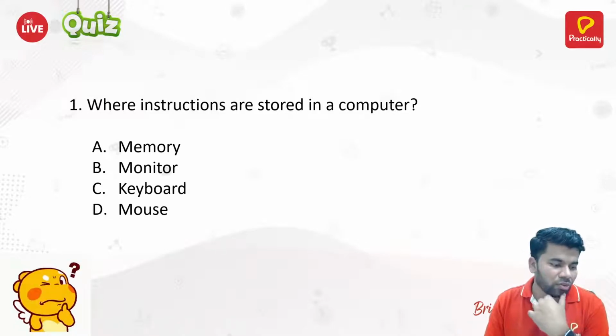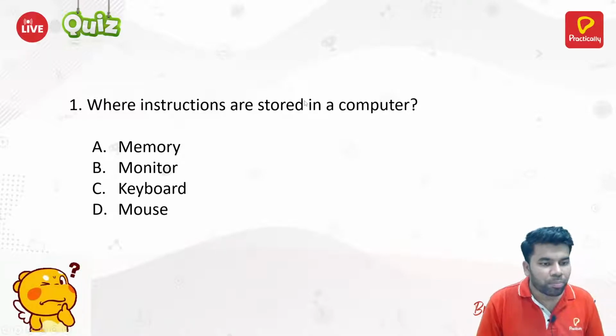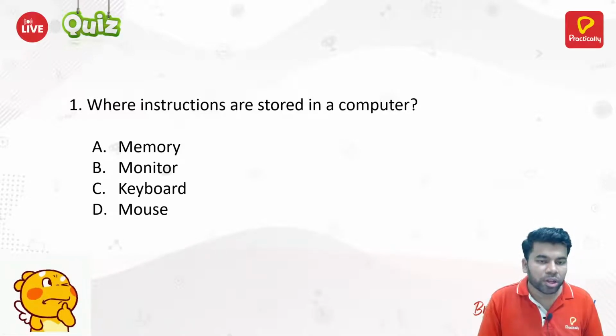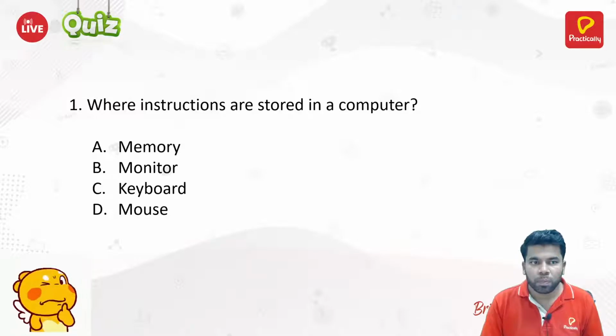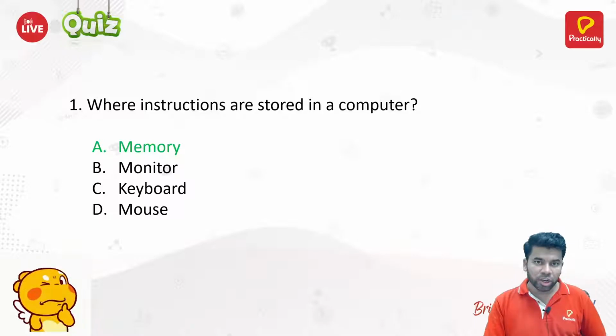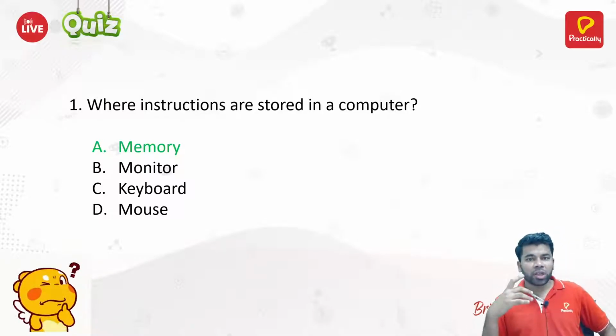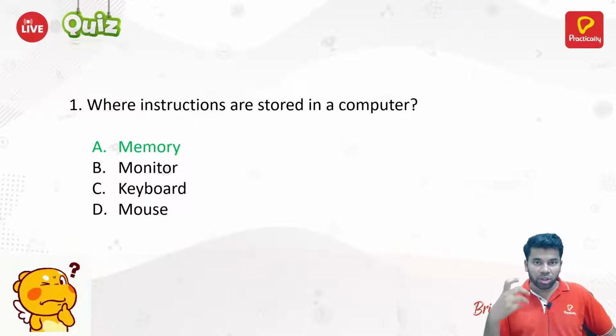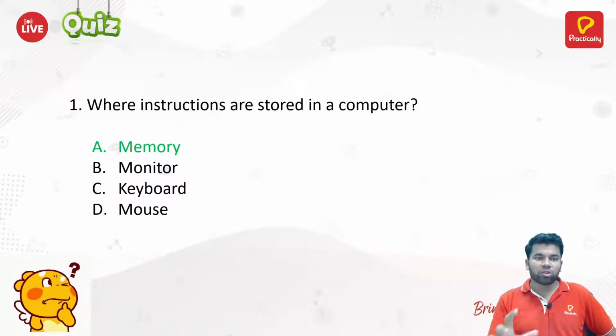Hi Jyoti, good evening. Where are the instructions stored in the computer system? The options are memory, monitor, keyboard and mouse. The instructions which are going to be stored in the computer are in memory only. Whatever data we give to the input system and whatever instructions we give to the computer system in the form of programs, in the form of software, all of it is stored in the computer memory.